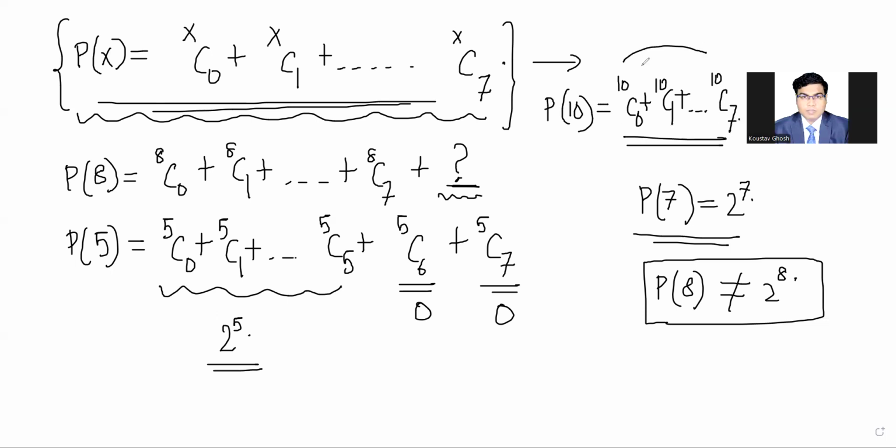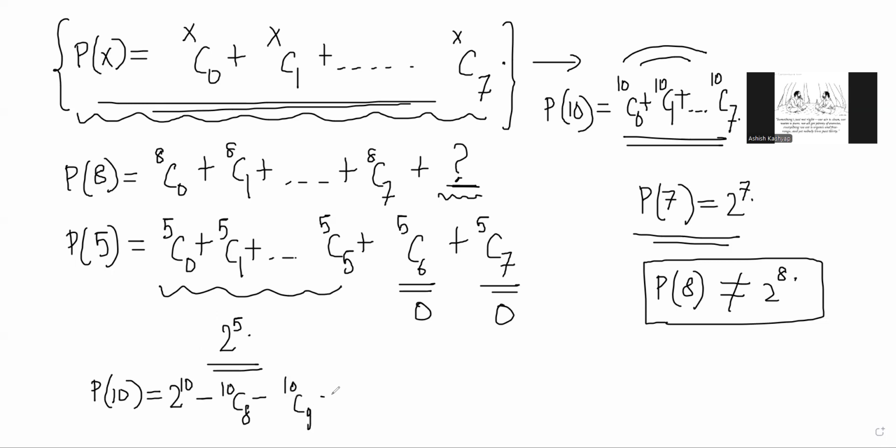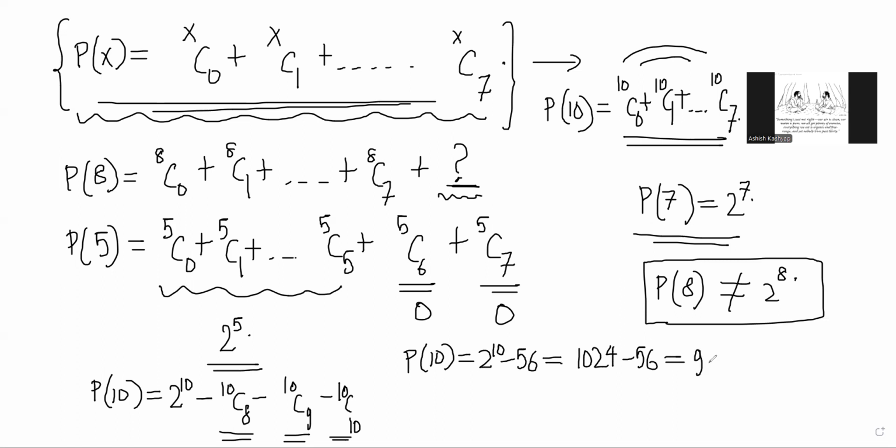So in order to evaluate this, P of 10 will be equal to 2 power 10 minus 10C8 minus 10C9 minus 10C10, right? Yes. And these three terms you can easily calculate. 10C8 is same as 10C2, which is 45. 10C9 is going to be 10, and this is going to be 1. So 45 plus 10, 55 plus 1, 56. So you have P of 10 is 2 power 10 minus 56. So that is 1024 minus 56. So that is 968.